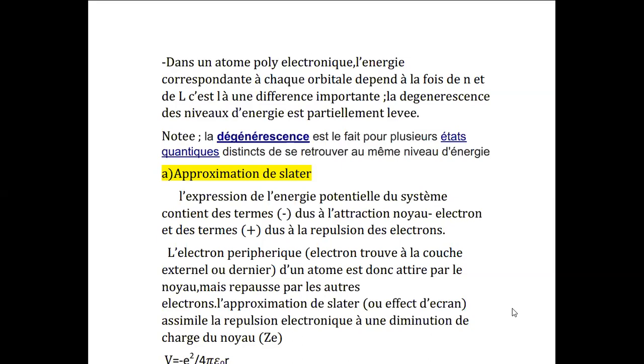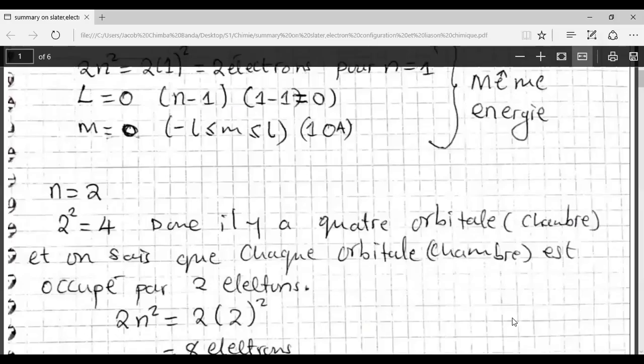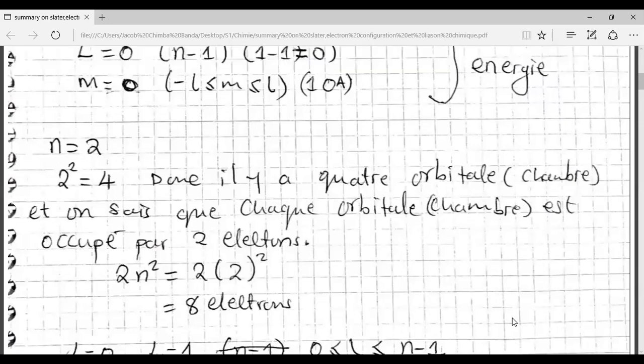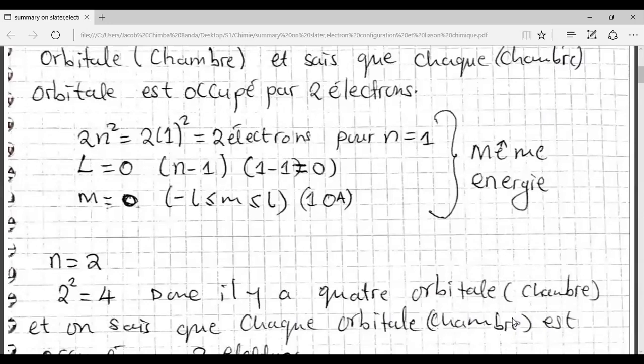For example, let's take n equal to 2. When n is equal to 2, we know that there are two shells: n equal to 1, then n equal to 2. So when n is equal to 2, to calculate the degeneracy order, or the number of orbitals in simpler terms, we know that it is n squared. So n is 2, you have 2 squared, which means you have 4 orbitals.